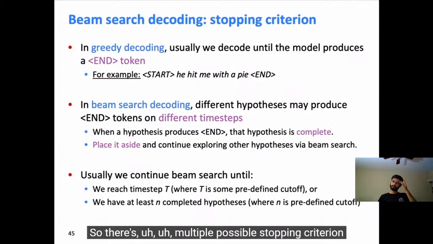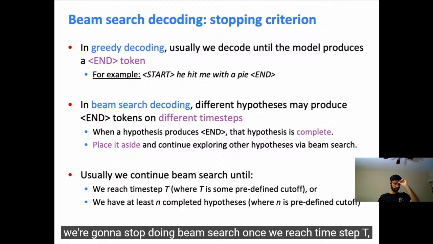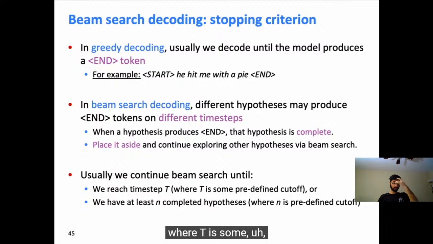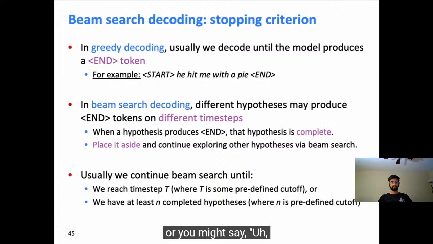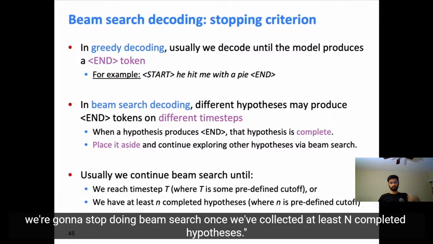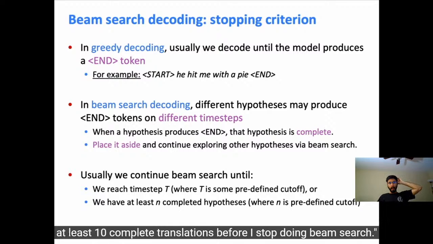There are multiple possible stopping criteria, but 2 common ones are, you might say, we're going to stop doing beam search once we reach time step T, where T is some predefined threshold that you choose. So you might say, we're going to stop beam search after 30 steps because we don't want any output sentences that are longer than 30 words, for example. Or you might say, we're going to stop doing beam search once we've collected at least n completed hypotheses. So you might say, I want at least 10 complete translations before I stop doing beam search.